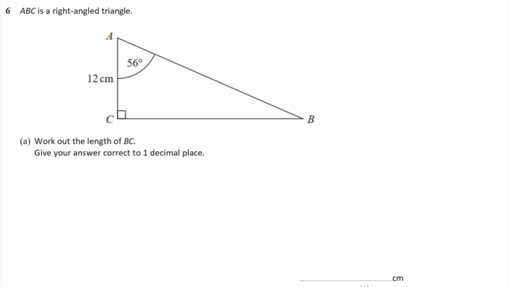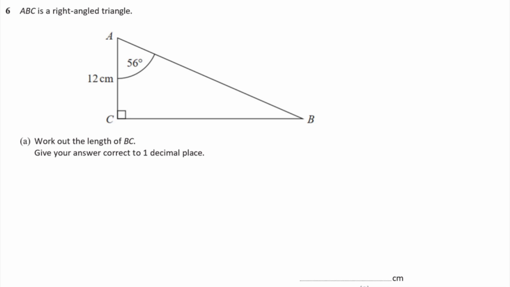Question 6, ABC is a right angled triangle. Work out the length of BC, giving your answer to 1 decimal place. Okay, so here we've got sides of a triangle and an angle, and we want to find the length of another side. I think this is a job for trigonometry, isn't it?